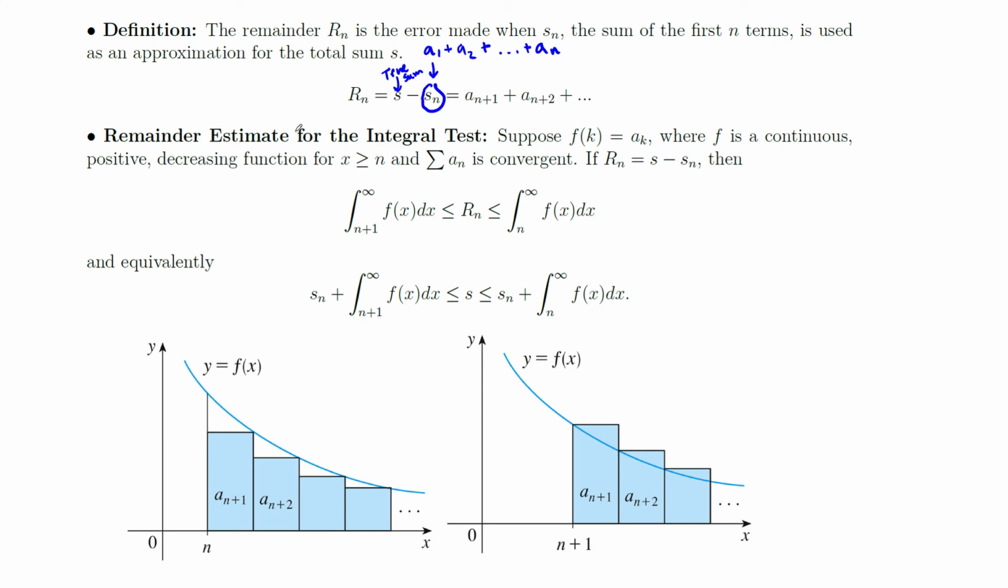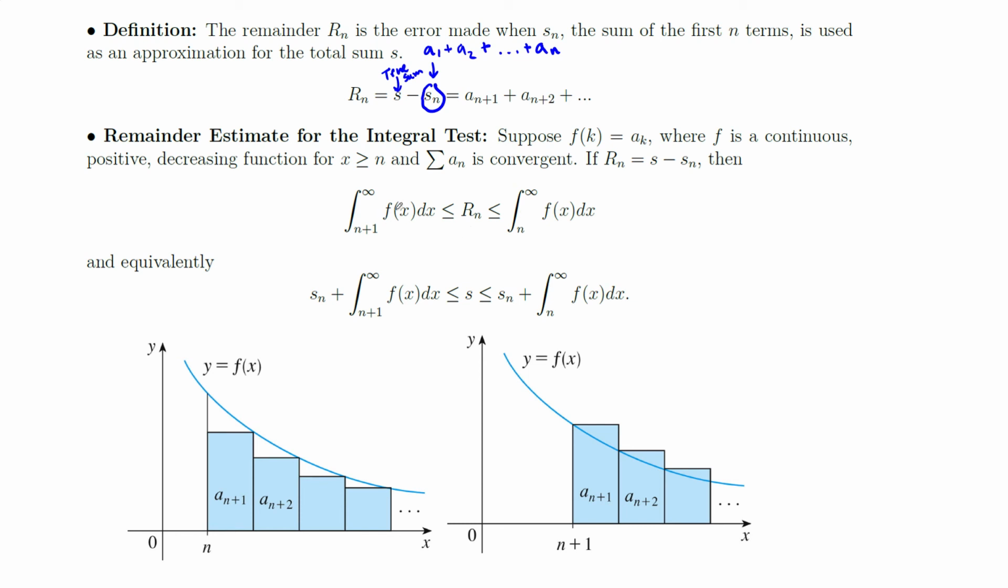So here's the remainder estimate for the integral test. It says, suppose that you have a function, again, that is kind of representing the formula for the terms of your series. And f is continuous, positive and decreasing, at least for all x's bigger than or equal to the n that you stopped adding at. Then the remainder has got to be between these two integrals. The remainder will always be between these two integrals. Okay, well, let's think about why that is.